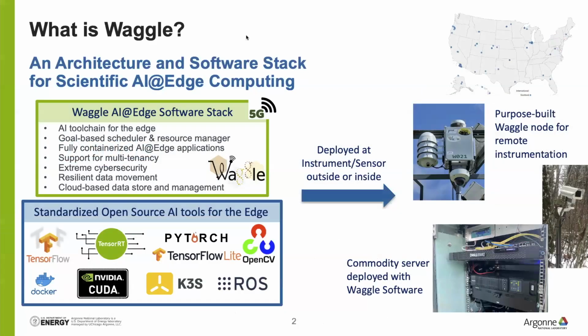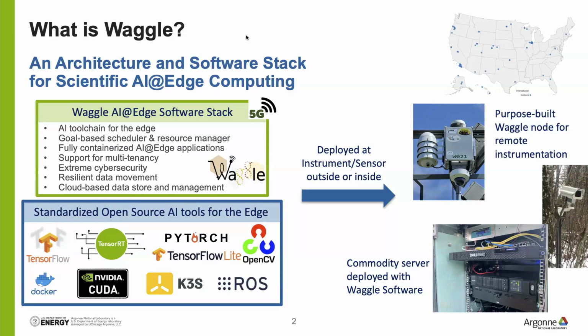So what is this platform that we're developing, or have developed, at Argonne? It's called Waggle. Waggle is the internal architecture that has been built. It consists of both hardware and software. The edge software stack is all of the typical AI tools that you've been learning about, but it also includes a scheduler, resource manager, support for multi-tenancy on our devices, cybersecurity, data movement, data storage and management.